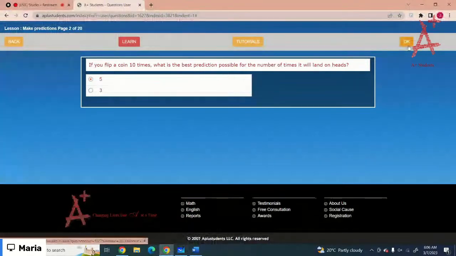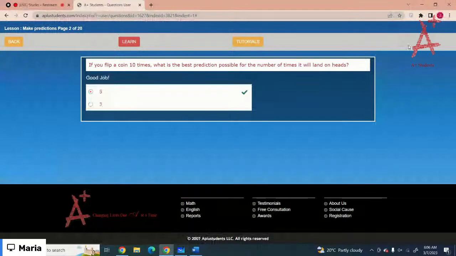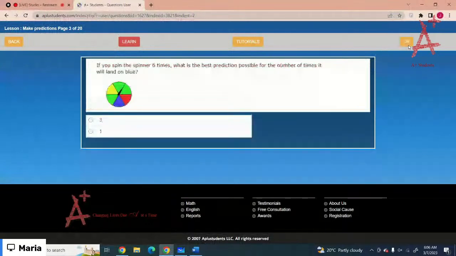We are working on grade 4 maths. The chapter is probability and statistics, and the lesson we are working on is make predictions.